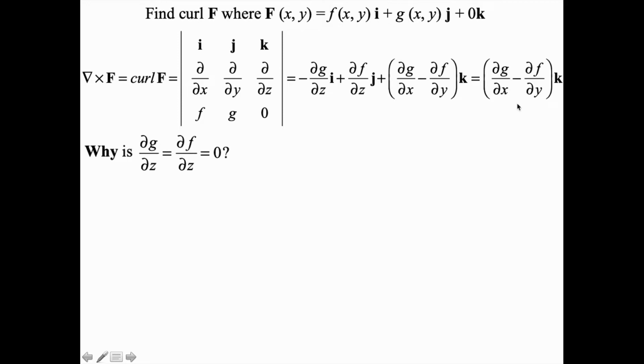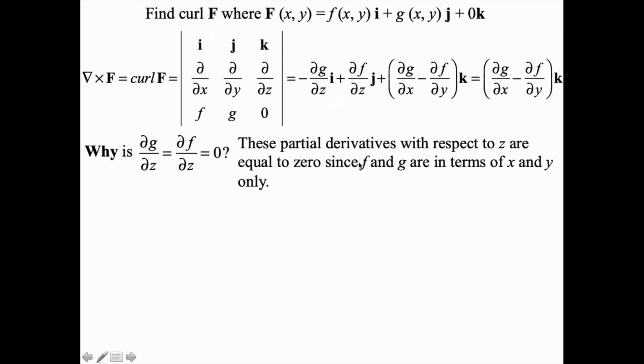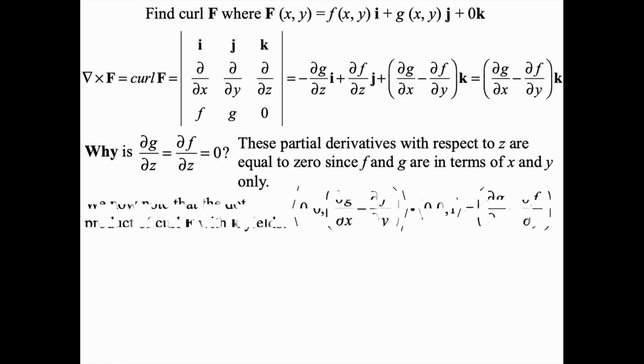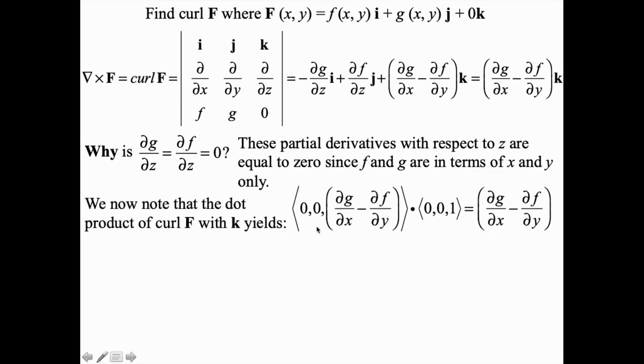And why is that? Why is it that the partial derivative g with respect to z, which should have been the i part, and the partial derivative f with respect to z, which should have been in front of the j part, how come those things have disappeared and we're just left with the k component? Well, it doesn't take much to realize that the functions little f and little g are only in terms of x and y, and so the partials of those with respect to z turn out to be 0.